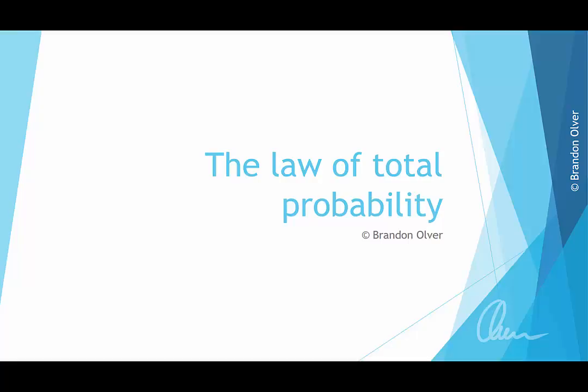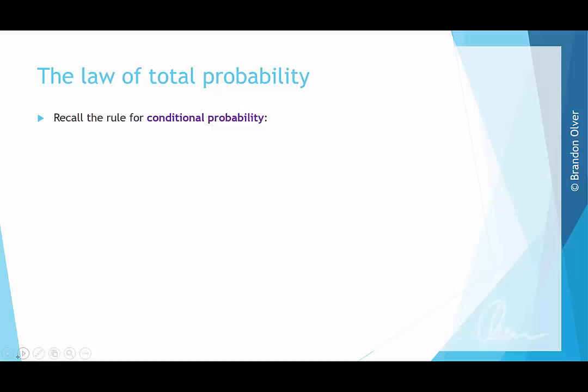In this video, we're going to look at the law of total probability. So the first thing we need to do is recall our rule for conditional probability. That says that the probability that A occurs given B has already occurred is equal to the probability of A intersecting B divided by the probability of B.